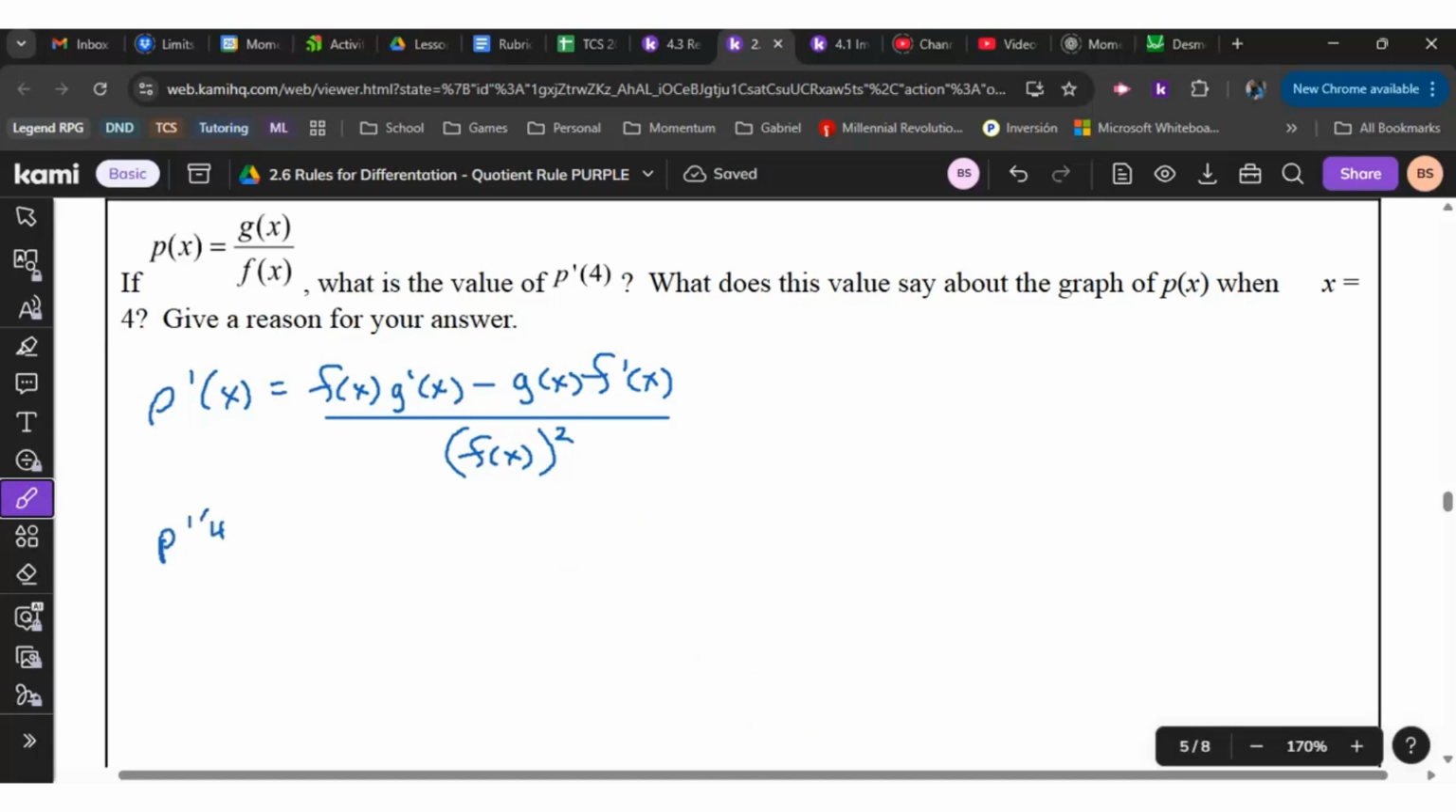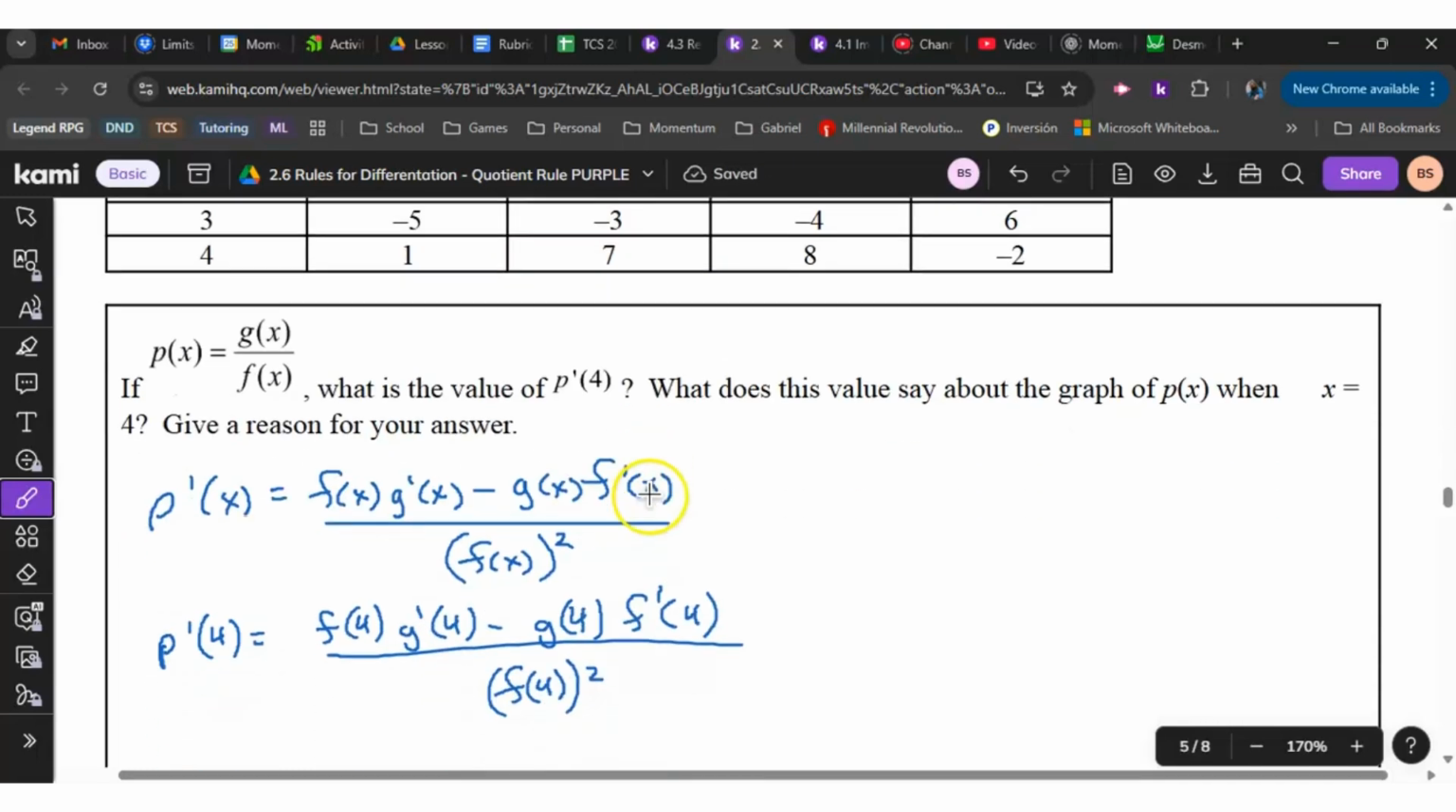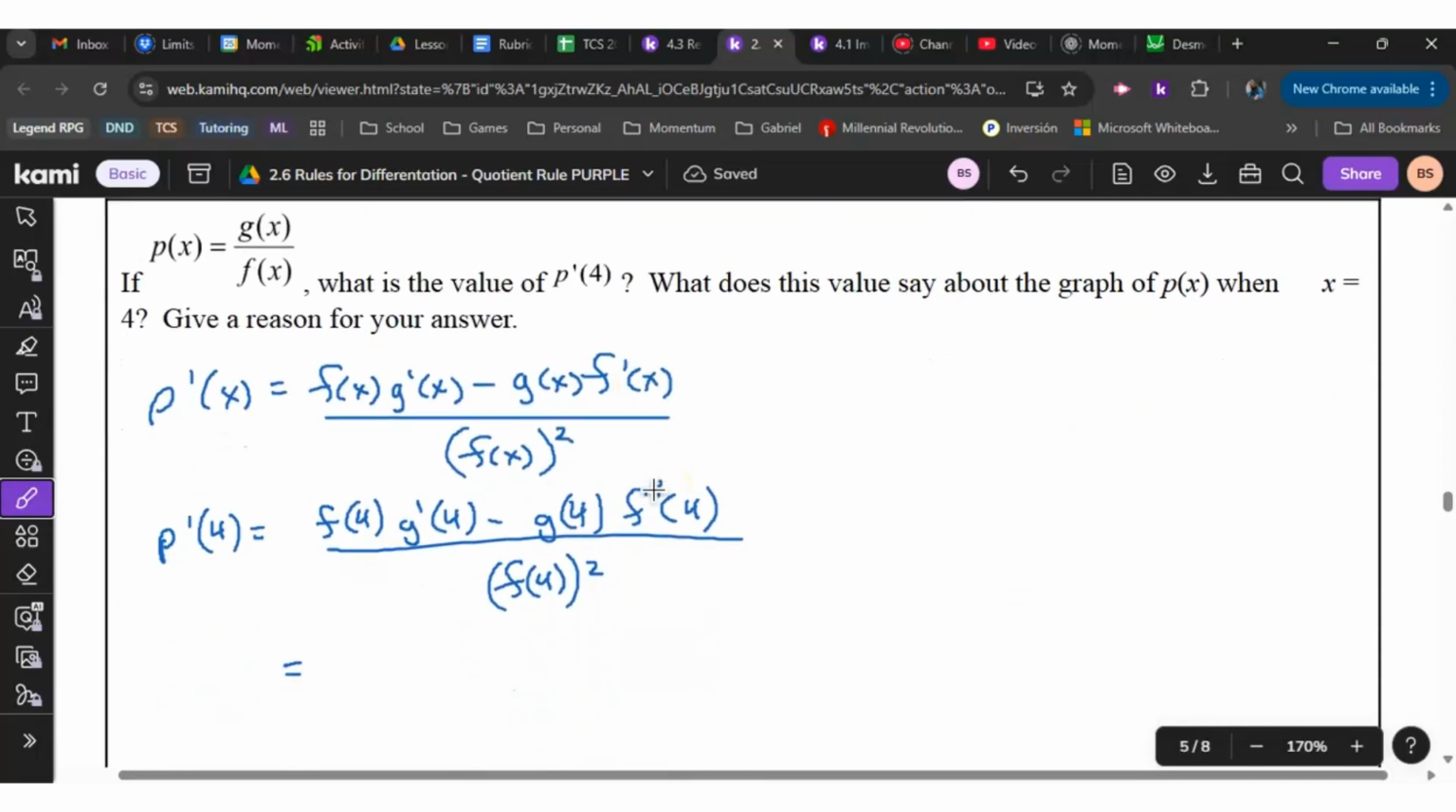All right, then I need to actually plug in what these things are. So P prime of 4 is going to be f of 4, g prime of 4, minus g of 4, f prime of 4. And then you're going to remember why you love these kind of questions. Because they're so easy. Because now all I need to do is look up here at this chart. I don't want to scroll up and down, well, I'll scroll a little bit.